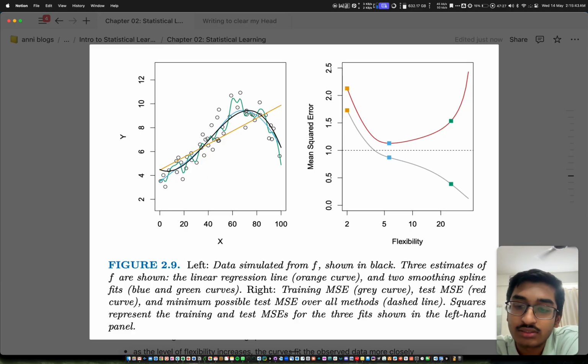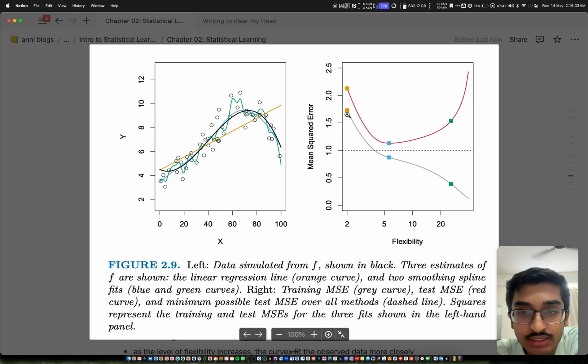And the pane on the right is essentially how the mean squared error varies with the flexibility. So as I said, the orange one is the least flexible, the blue one is somewhere in the middle, and the green one is really flexible. So it's not surprising to see that the gray line is the train MSE, and the red line is the test MSE.